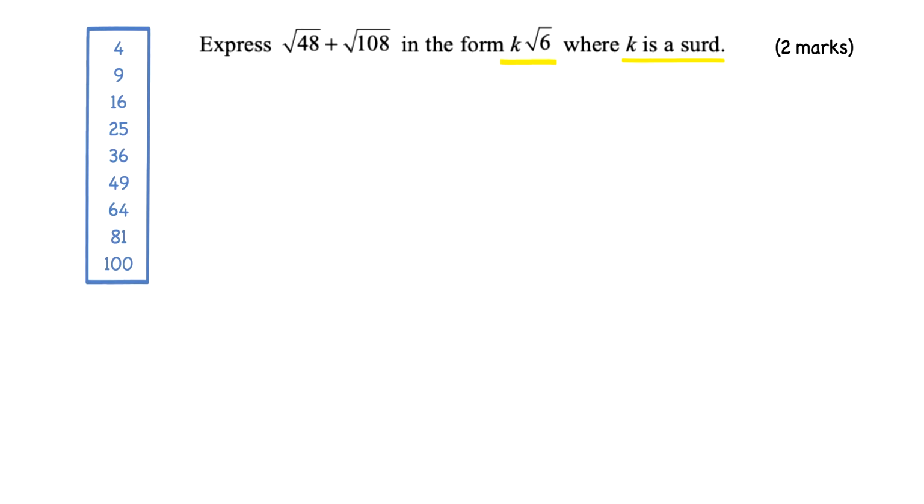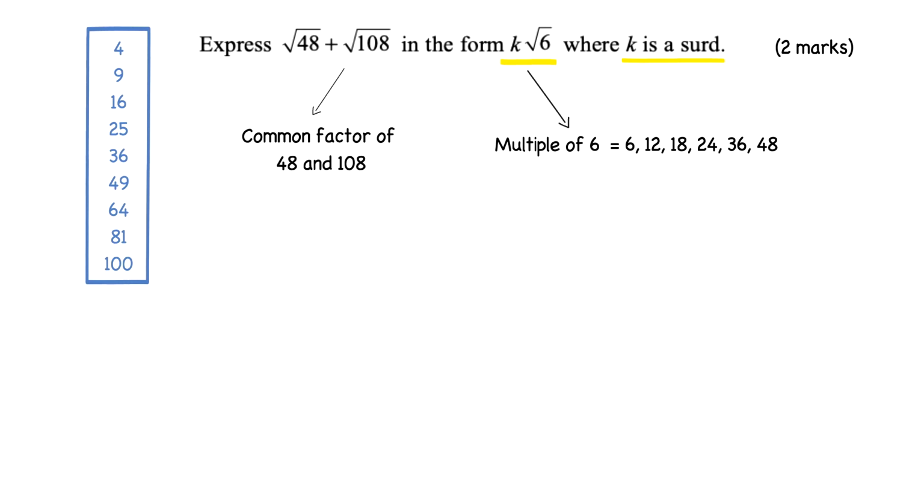Because the examiners have asked for the answer to be in the form something root 6, the best thing we can do is write down our different multiples of 6 and see if any of these can work as the factors of 48 or 108 when we split them up later. So just writing down the first few multiples of 6, we've got 6, 12, 18, 24, 36 and 48.